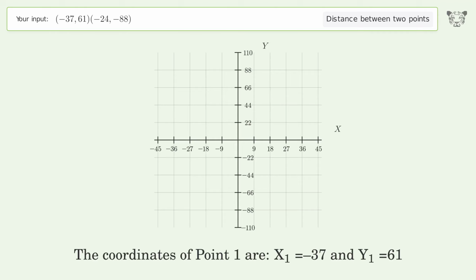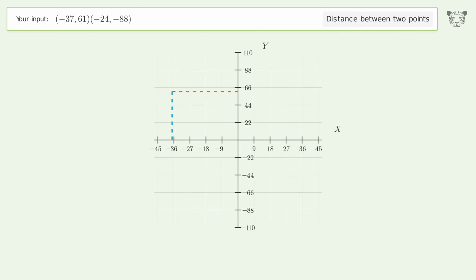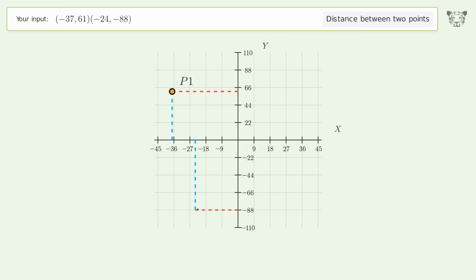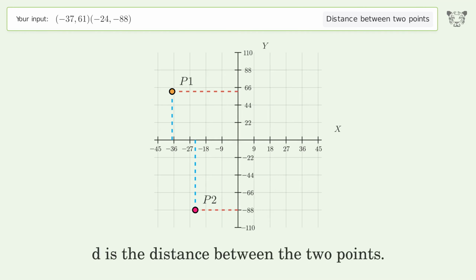The coordinates of point 1 are, x1 equals -37 and y1 equals 61. The coordinates of point 2 are, x2 equals -24 and y2 equals -88. D is the distance between the 2 points.